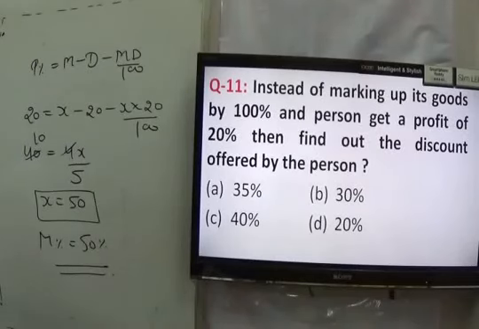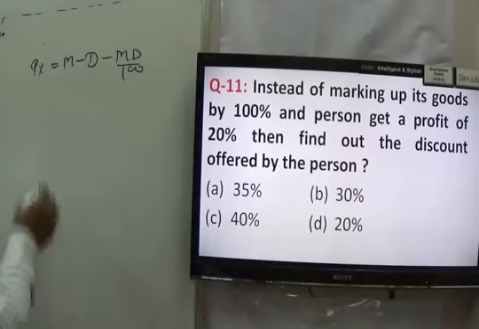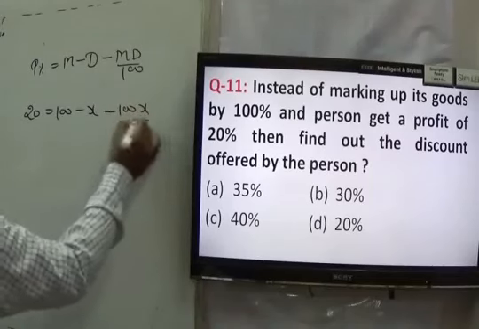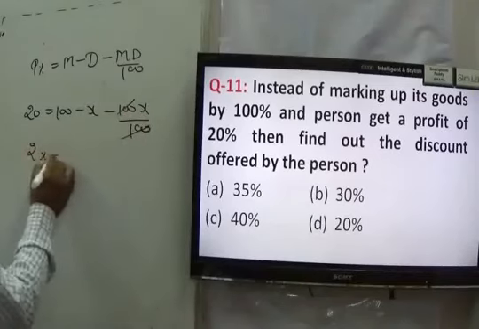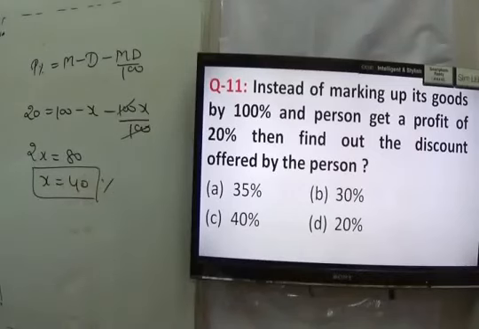Next we have statement number 11. It is also based on the same formula. It is given that instead of marking up an article by 100%, a person gets a profit of 20%. Find the discount offered. Take it as: when markup percentage is 100%, profit is 20%. We have to find the discount percentage. 20 is equal to 100 minus X minus 100 into X upon 100. We have to solve it. I can say that is 2X equals 80, X equals 40. So the discount percentage is 40%. The answer to my question is C, 40%.